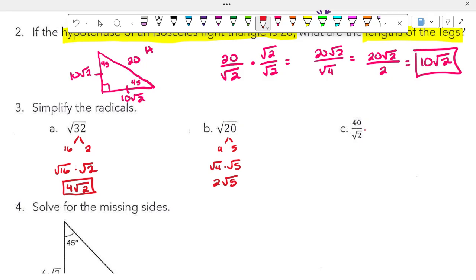Now this one, I just have to rationalize the denominator. So I have to multiply the top and the bottom by the square root of 2. So this would be 40 square root of 2 over the square root of what? 4. So that's 40 square root of 2 over 2. So that'll be what? 20 square root of 2.